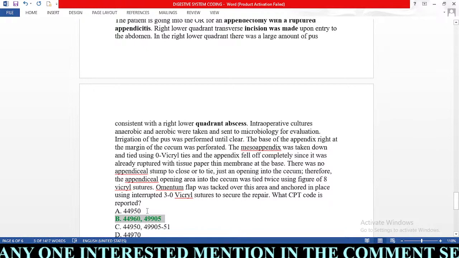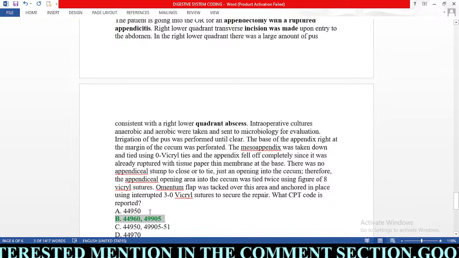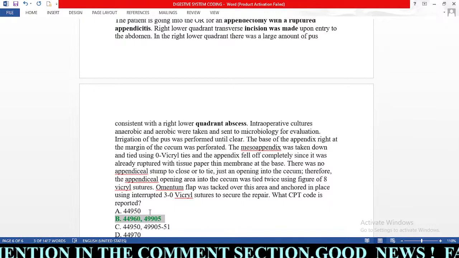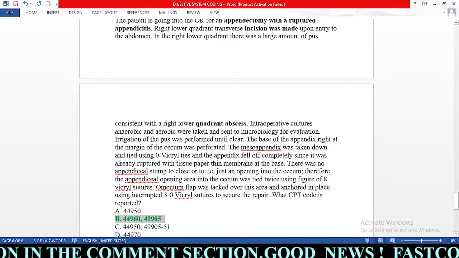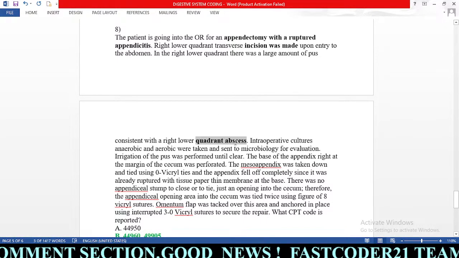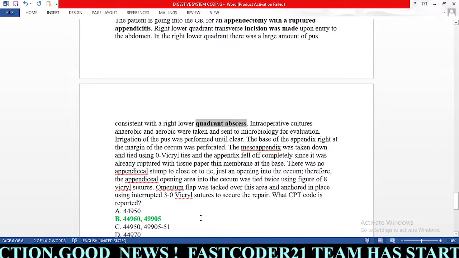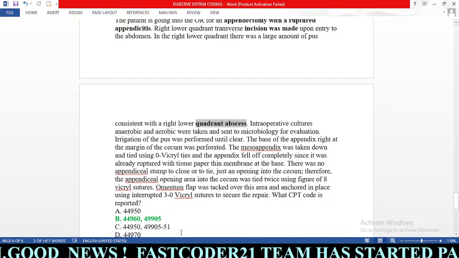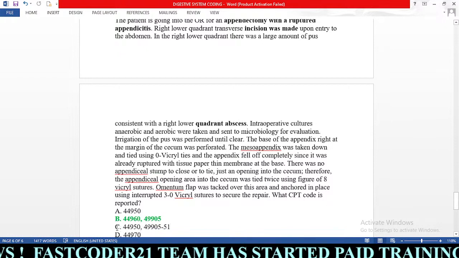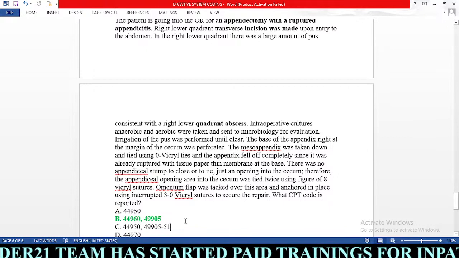44950 is for normal appendix or normal appendectomy, and 44960 is for ruptured appendix with abscess. If you see here, we have keywords also. The patient had an abscess, quadrant abscess. So here our answer is 44960. And one more keyword: for add-on codes, we can't use the 51 modifier. So we can eliminate C also. Our answer is B, 44960.